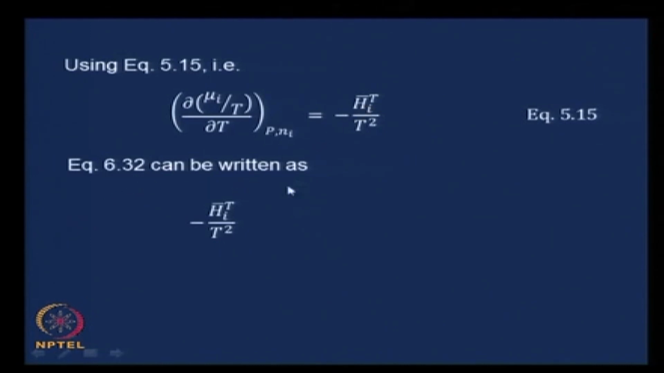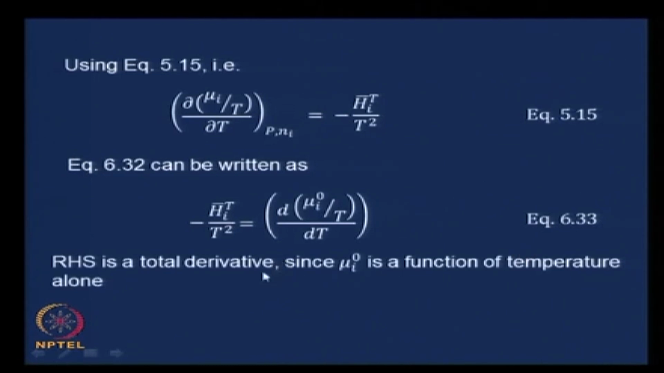can be written as minus H_i^T-bar by T squared equals d/dT of (μ_i°/T). Let us call this equation 633, and the right hand side is a total derivative, since μ_i° is a function of temperature alone. The partial derivative that we had taken earlier becomes a total derivative here.